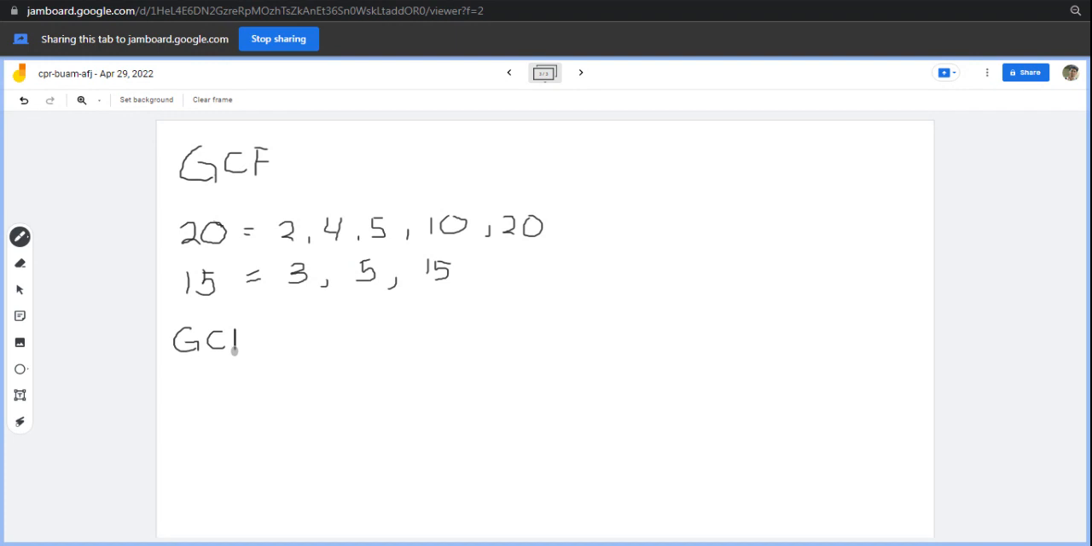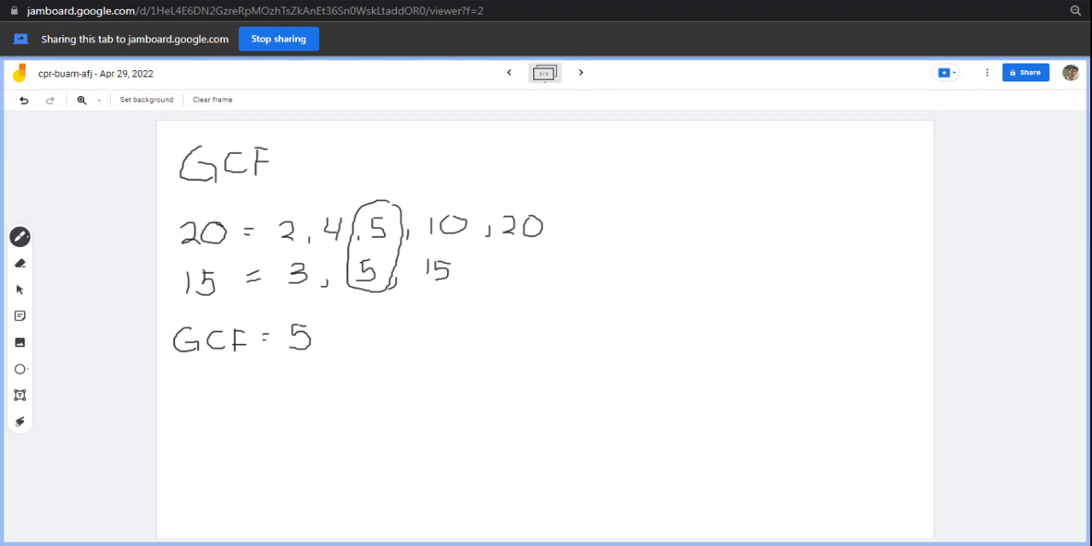How many common factors do we have? Only 5? So if we have only 5 as a common factor, it means 5 is the greatest common factor, kasi wala na naman siyang ibang kasama, diba? So 5 is the greatest common factor. So what is the GCF of 20 and 15? That is number 5. Okay?